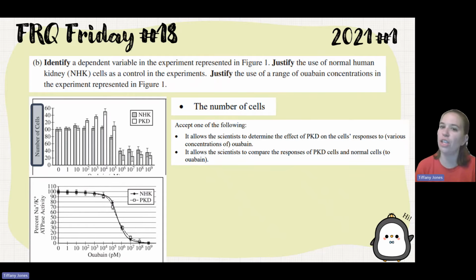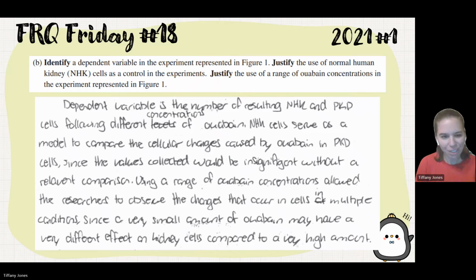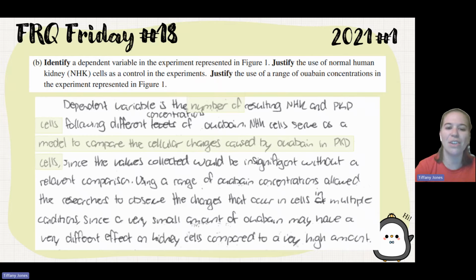So next we have to justify the use of the range. So why do I have a multiple range of concentrations? Well, because I don't know whether different concentrations are going to have different effects on the cells, and they didn't know at which concentration there would be an effect, or what they're looking for here. So dependent variable is the number of resulting cells of NHK and PKD following the different concentrations of albumin. NHK cells serve as a model to compare the cellular changes caused by the albumin and PKD cells, since the values collected would be insignificant without a relevant comparison.